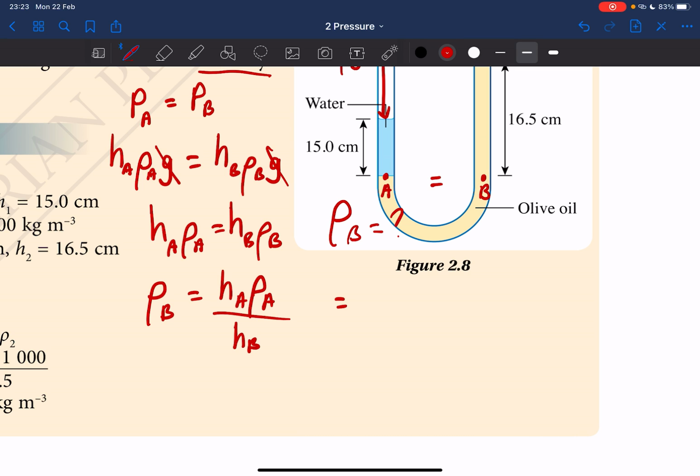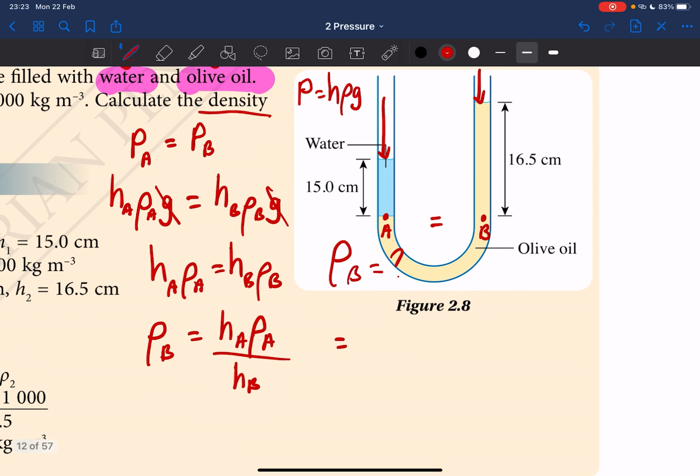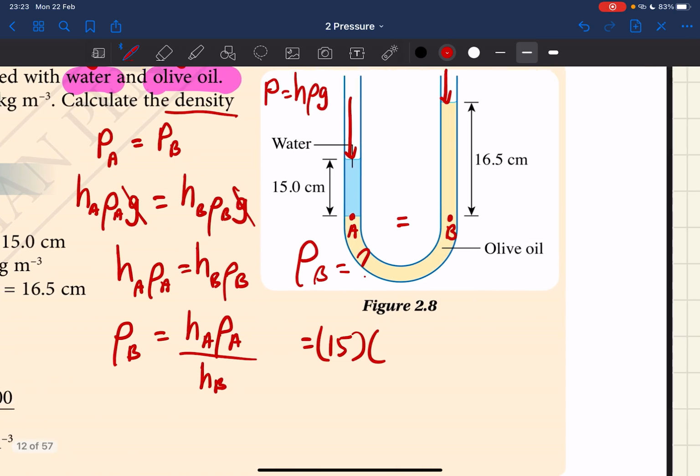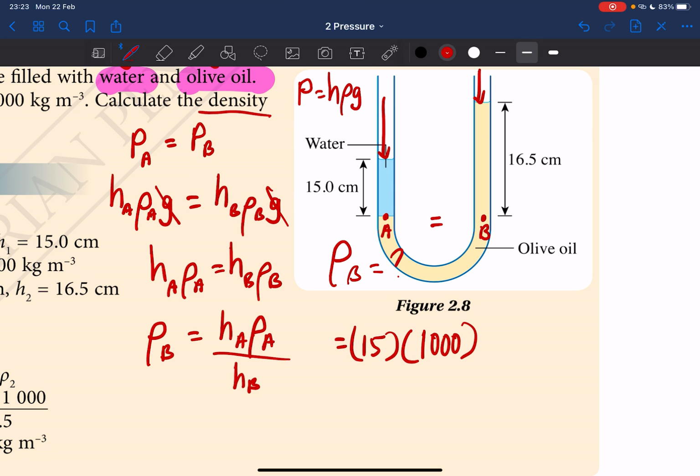So we plug in the values. H_A we get 15. What about rho_A? Rho_A is 1000. And then what about H_B? H_B is 16.5. So you simply calculate the answer using a calculator. And finally you get the answer 909.09. What about the unit? Since it's density, it must be in SI unit also, kg per meter cube.